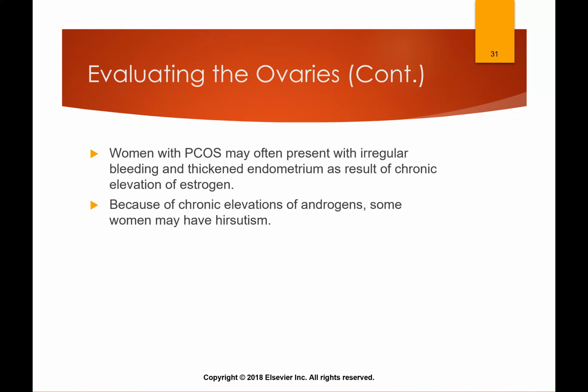Women with PCOS may often present with irregular bleeding and thickened endometrium from chronic elevation of estrogen. Because of the chronic elevation of androgens, many women have extra hair around their face, hair growth that is not normal for a woman. Also, if a patient cannot get pregnant with that thickened endometrium and chronic elevation of estrogen, they have a higher chance of endometrial carcinoma. That's just something to be aware of.